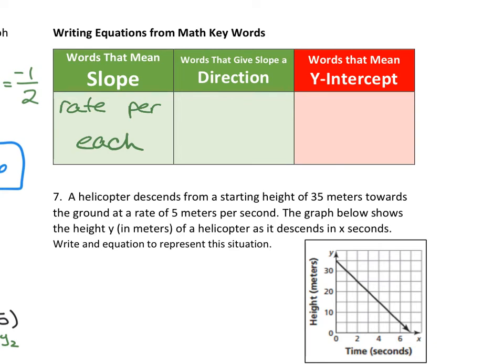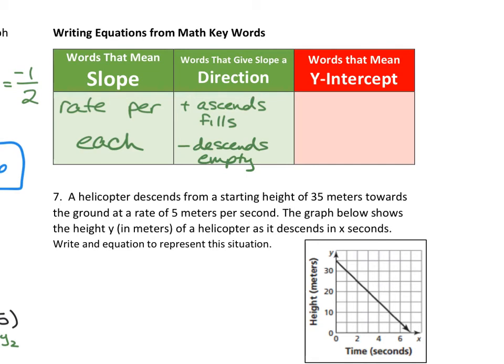Some words that give slope a direction may be like ascends, which means going up. It may be like fills. And slopes that mean I'm going down or I have a negative slope are going to be words like descend or go down or empty, because that's going out. So you do sometimes have to think about the direction, whether positive or negative, that the slope is having.